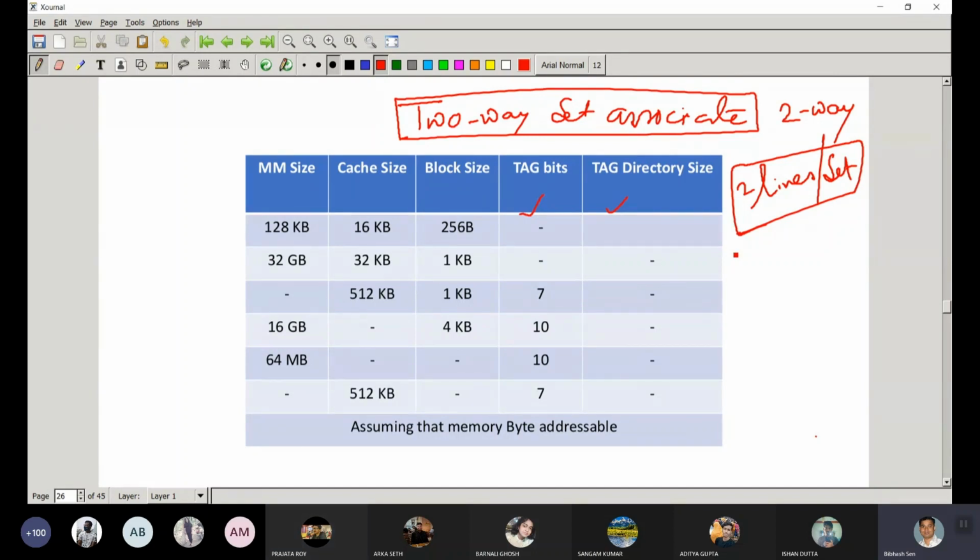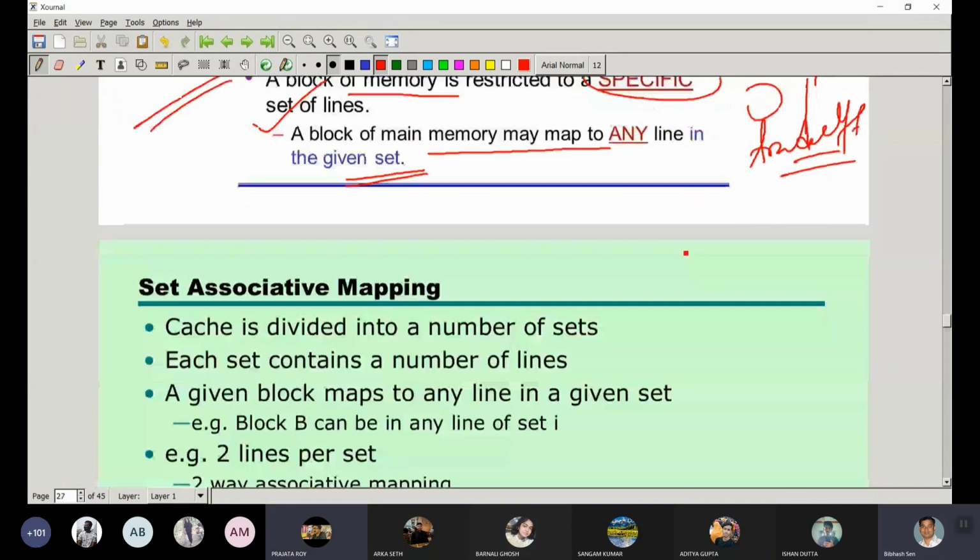That time the tag bits and tag size will differ. Suppose this RAM size is there, cache size is there, block size is there, and you have to make it in direct mapping way, then what will be the tag size? If you make it in a set associative way, what is the set? Just as a simple way to solve it. That's what I'm telling. Okay, sir. Is it clear? Yes, sir, clear, sir.